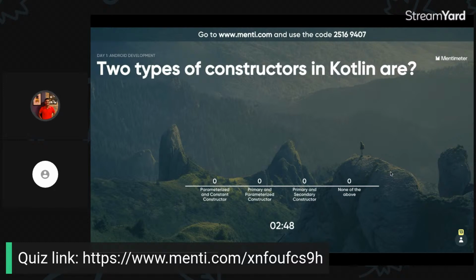This is the second question. Two types of constructors in Kotlin are: parameterized and constant constructor, primary and parameterized constructor, primary and secondary constructor, or none of the above. So what are the two types of constructors in Kotlin?